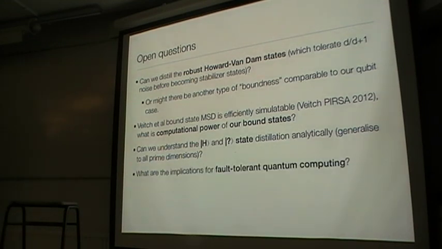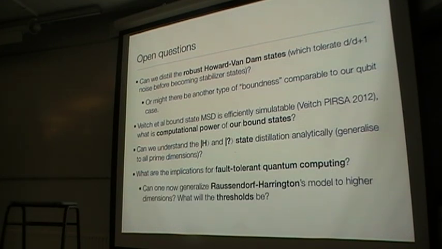And more beyond the general and analytical work we want to do, we're really interested now in the implications for fault-tolerant computing, because what this means is, because magic state distillation works in higher dimensions, we can generalise Raussendorf's scheme to higher dimensions, and who knows, we might find a higher threshold. I mean, there are reasons to think you might get a worse threshold, but there are also other reasons to think you might get a higher threshold. Why not? Let's see what we get.